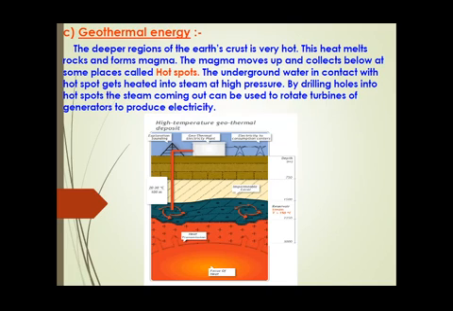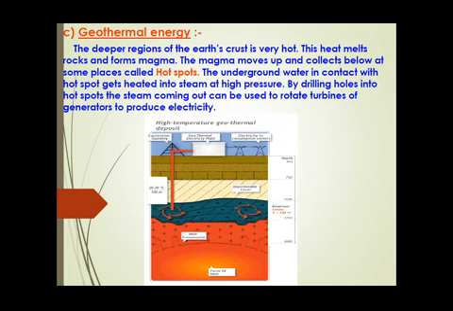Fine. This hot magma, which is produced by the melting of the rocks, moves up and gets collected at some places which are known as hot spots. So when the underground water at that particular hot spot comes in contact with the hot magma, what happens? It will start boiling, and then steam will be formed at high pressure.